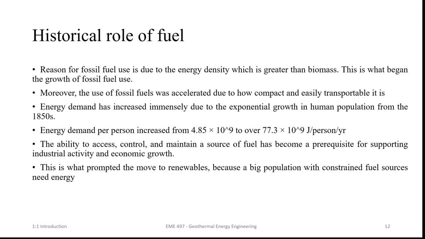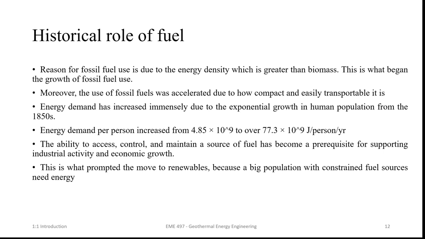The third point, energy demand has increased immensely due to the exponential growth in human population from the 1850s. There's going to be a graph in the slide that shows how humans increased their population, basically an exponential growth, and that happens around the time of the Industrial Revolution, which shows that there's a direct link between having more energy, more technological advancements, and that leads to having more people in general.